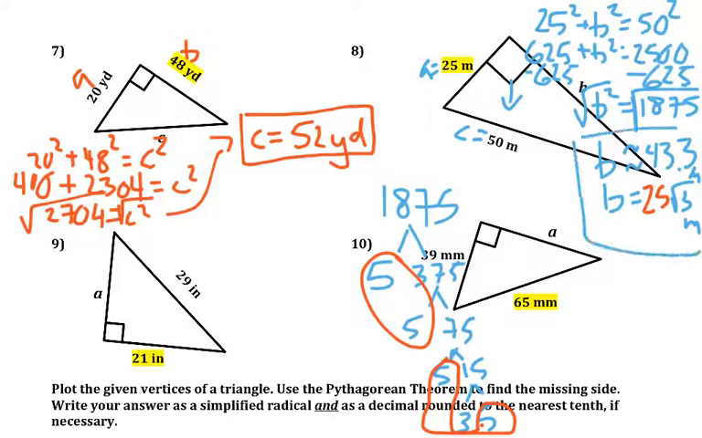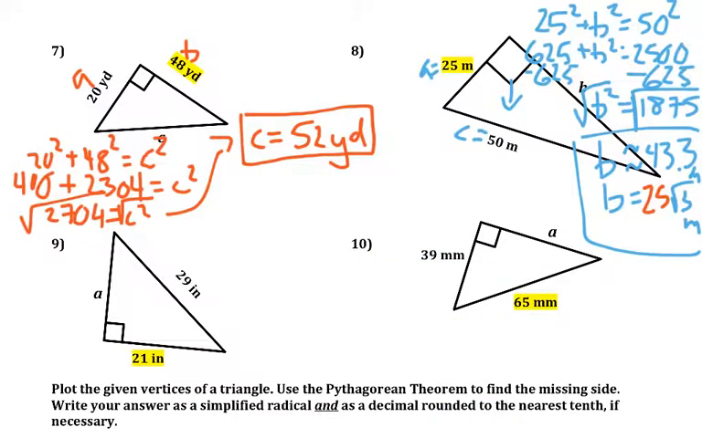Okay, number 9. We have A, 21 and 29. Again, 29 is across from the right angle, so that's going to be our C. And then we'll put the other two into our Pythagorean Theorem equation as well. And we get the equation A squared plus 21 squared equals 29 squared.